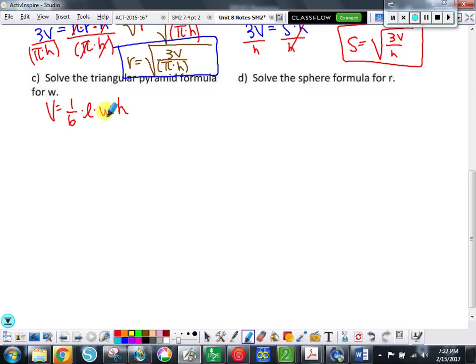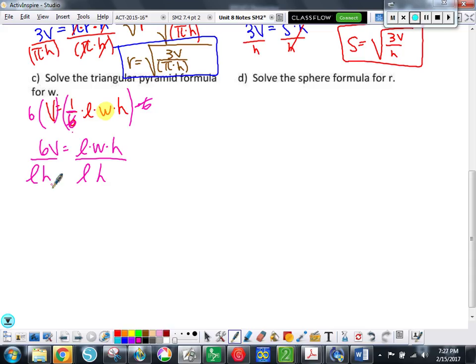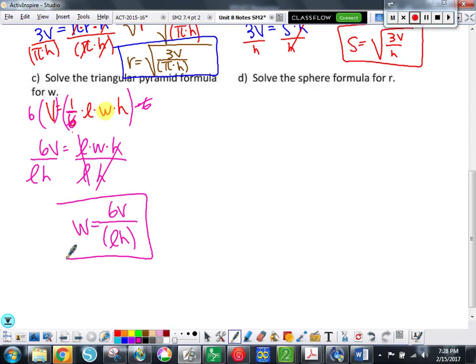So let's start by multiplying both sides by, I'm going to try to cancel that 1/6. This is like saying divide by 6, so let's multiply by 6. So I've got 6V equals L times W times H. They're all connected by a multiply, so let's divide by LH. The L's cancel, the H's cancel, so width equals 6V over LH. I do my L's kind of cursive-y, I'm sure you've noticed, because I don't want them to get confused as ones.